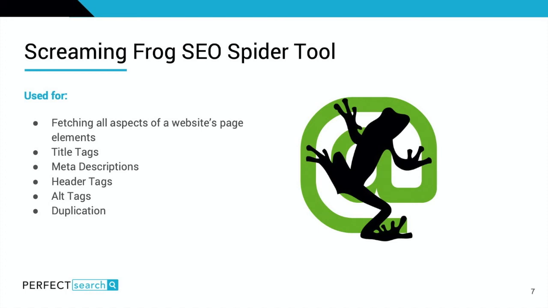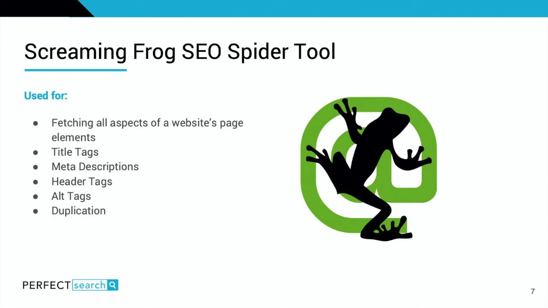So Screaming Frog is a tool that mimics a search engine spider like Google or Bing or Yahoo, and it's essentially used for crawling a website like those search engine spiders do, and then spitting out the data that it finds. So it's really useful for inspecting your website's elements and making sure that everything is kind of up to snuff. So some of the things that you can look at include title tags, meta descriptions, header tags, image alt tags, if there's any duplicate content.